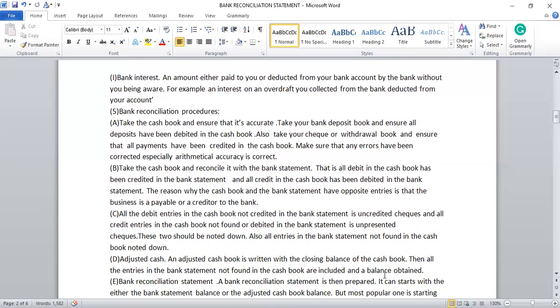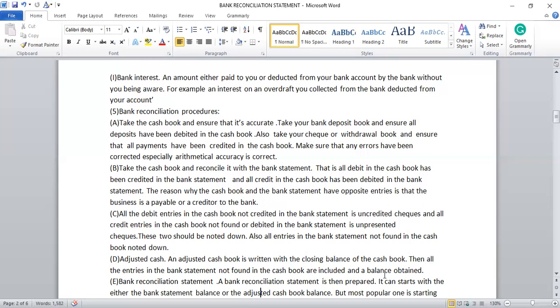Start with the adjusted cash book. Then all entries in the bank statement where the debit and the credit are not found in the cash book will be included. So if there's a debit in the bank statement, but it has not been credited in the cash book, then you have to include it.